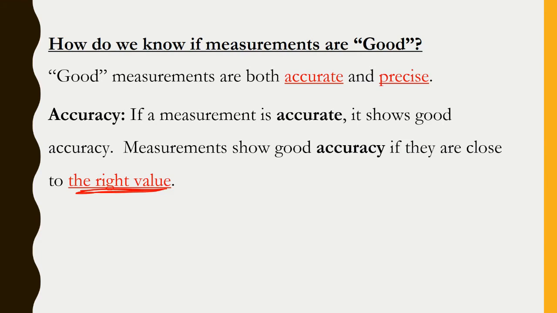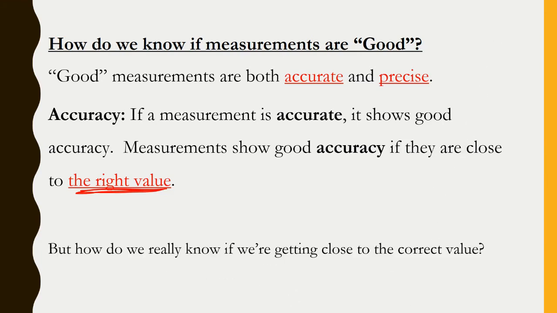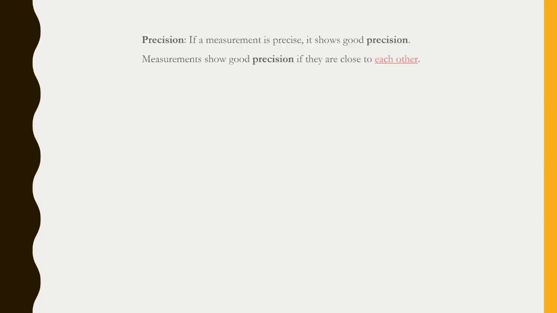Now, how do we know if we're getting close to the correct value? Well, we would have to run multiple trials, or if it's a well-known thing like the speed of light, if that's what we're trying to record, then we can compare it to the actual value. And that comes down to something called percent error, which we're going to talk about later in this unit.